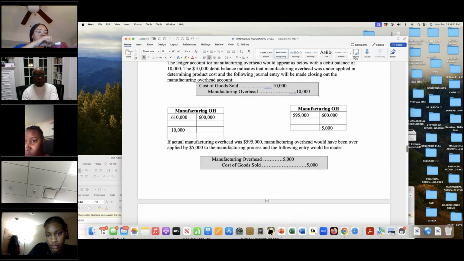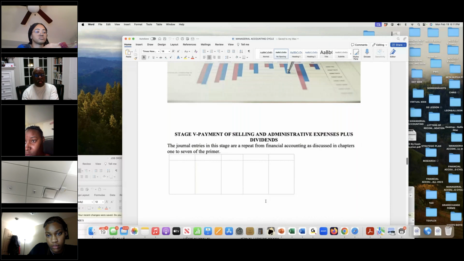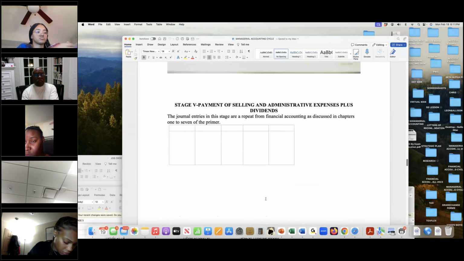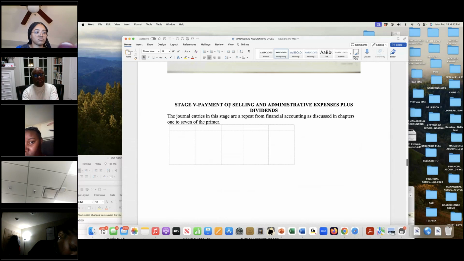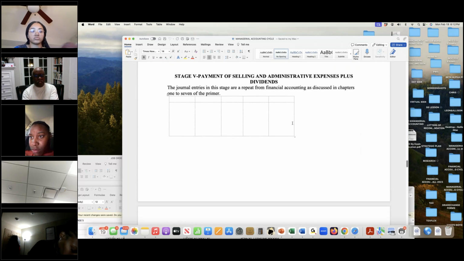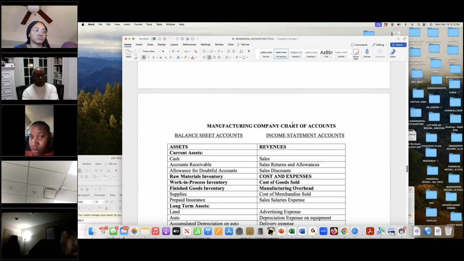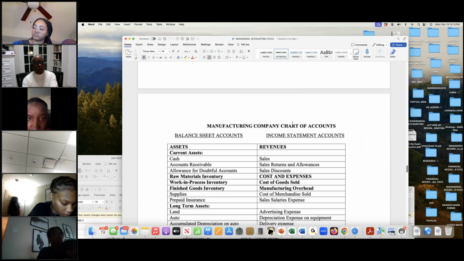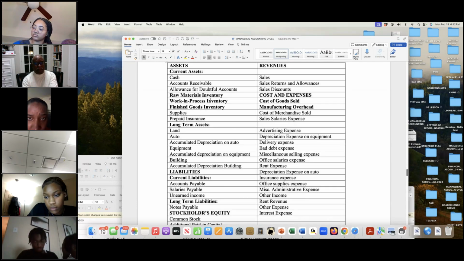And then in stage 5, we're simply going to make the journal entries where we pay selling and administrative expenses and pay dividends. So those are standard entries that we've already looked at. Here's your chart of accounts, 3 more entries for 3 more types of inventory.